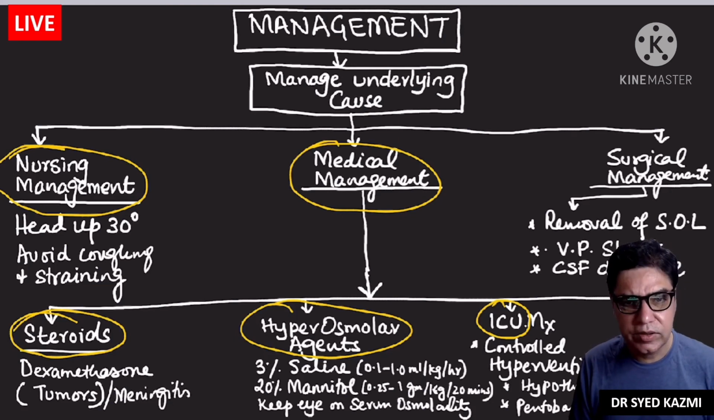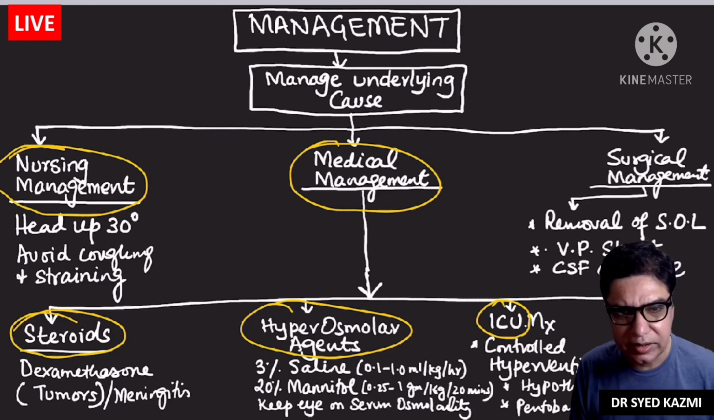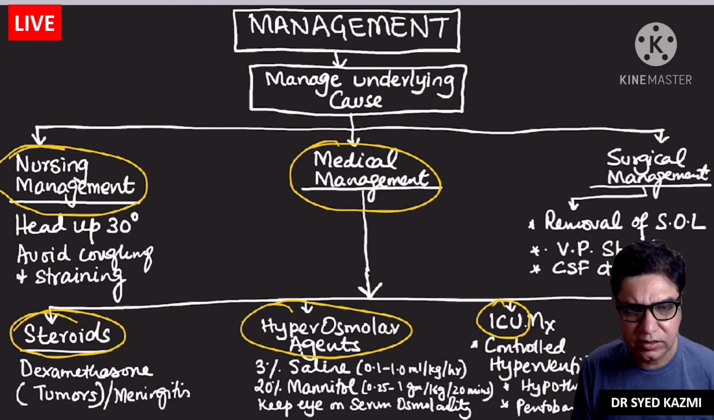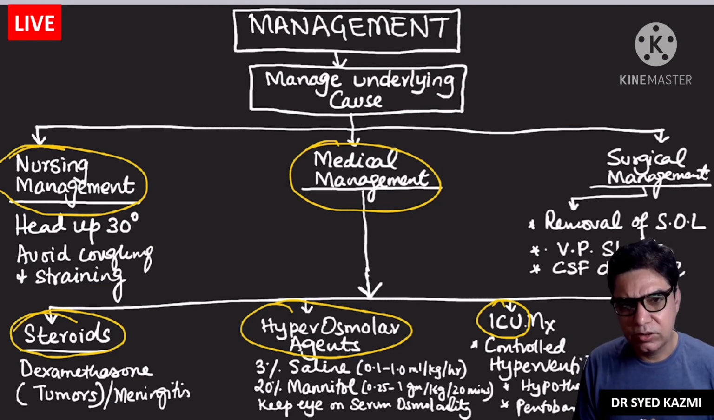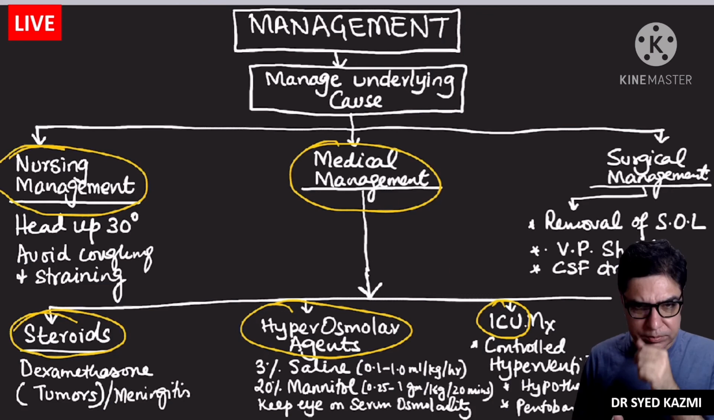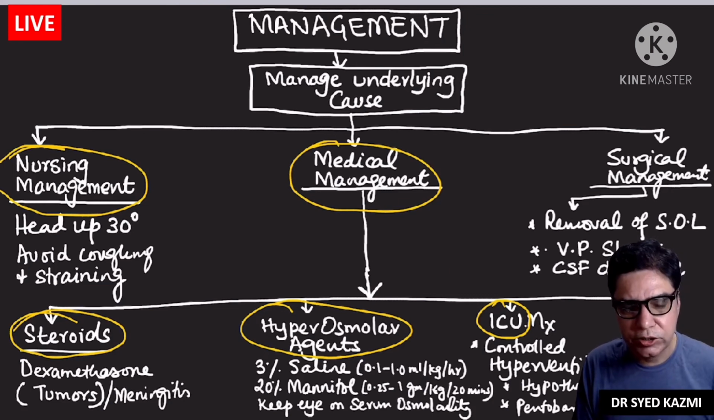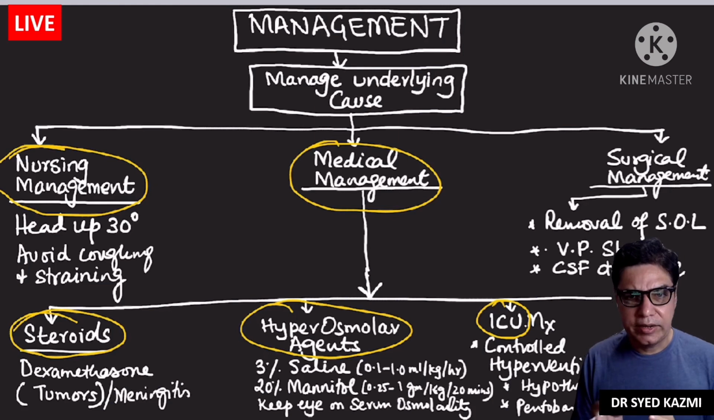Then the intensive care management, again, these are very specialized things. Some of those who have increased intracranial pressure, are obtunded, the GCS is very low, and have other pathological processes going on, are put on controlled hyperventilation. They are intubated, the carbon dioxide is blown off, and that leads to vasoconstriction, which helps in reducing the cerebral edema.